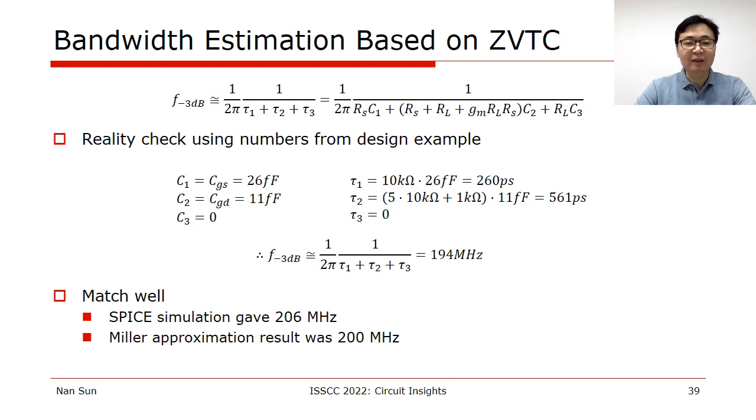Using the numbers from our design example, we get that the 3 dB bandwidth using the ZVTC technique is 194 megahertz. This also matches pretty well with our SPICE simulation result. As you can see here, we calculate the time constants tau1, tau2, and tau3, and we sum them all up. The estimated bandwidth is simply 1 over 2 pi times 1 over the total time constants. The expression is shown in the first line, which is a complete equation.